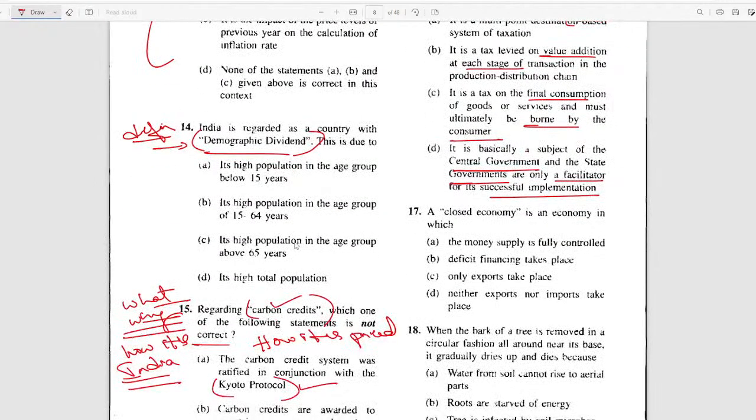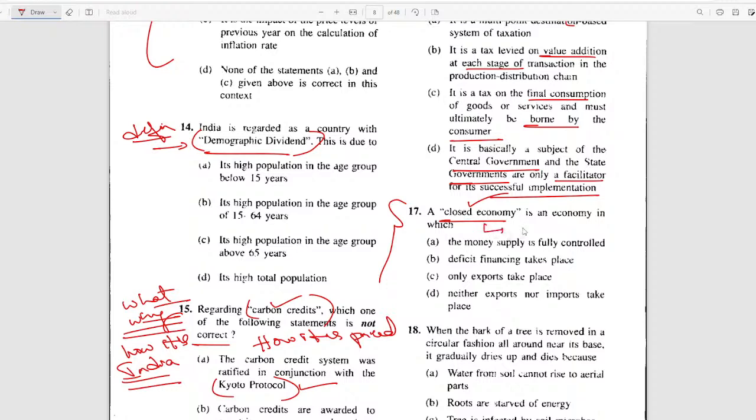Now, types of economy. This question is about the closed economy. So this is a basic economics question. In the first chapter, they tell you what is the type of economy that is there. Here they have asked just the details of it. What is a closed economy?